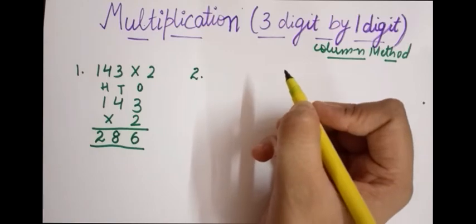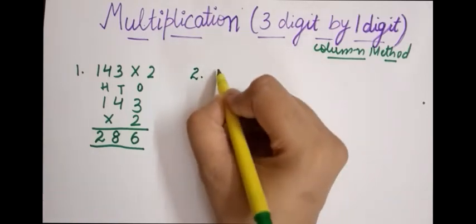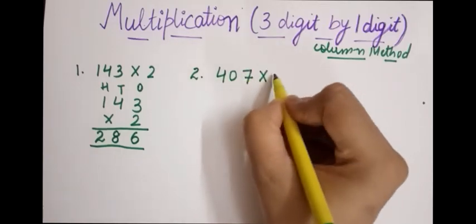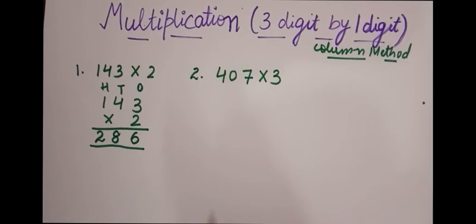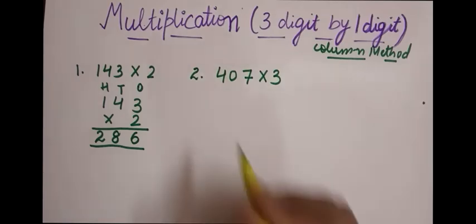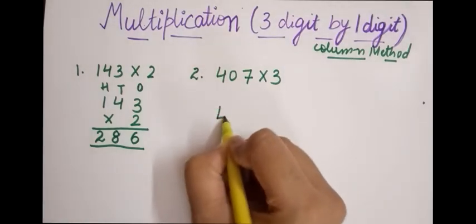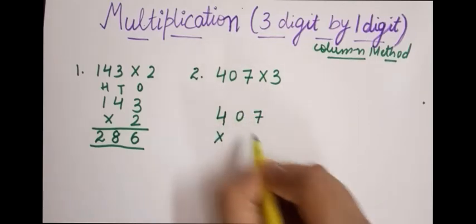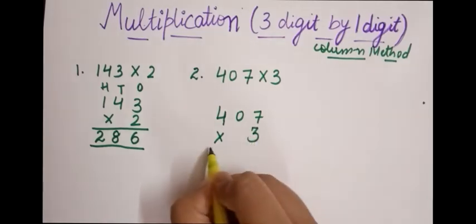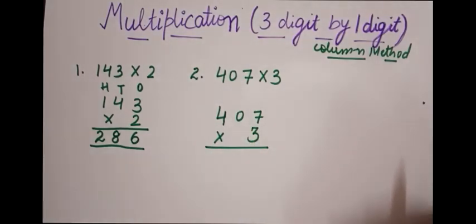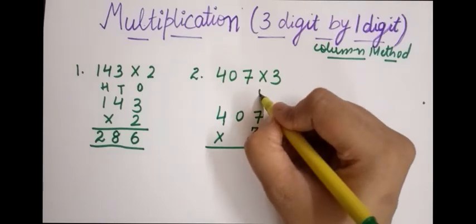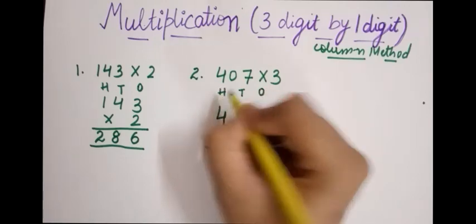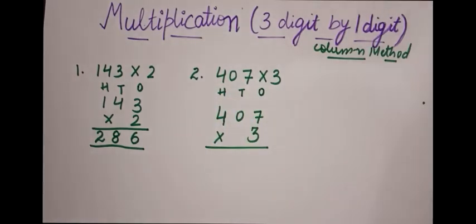Let us consider the number 407 multiplied by 3. So 407 multiplied by 3. Again we'll be using the column method. So I'll be writing here 407. I'll be using the multiplication symbol here, and 3 I'll write down in the ones column. After that I'll be writing the places above that. So this is ones place, this is tens place, and this is hundreds place. So I've written the places.